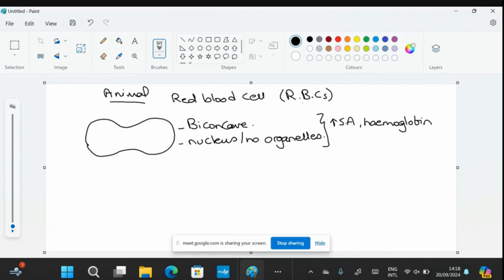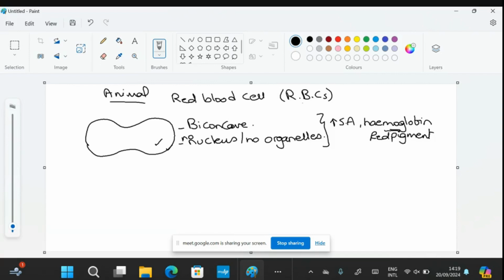So again, for the cell to have enough space to carry more of this red pigment, which is called hemoglobin, it decided to make the cell only with the cell membrane and the cytoplasm, with no nucleus or organelles. Also, it made its shape this way to carry more hemoglobin and to increase the surface area.